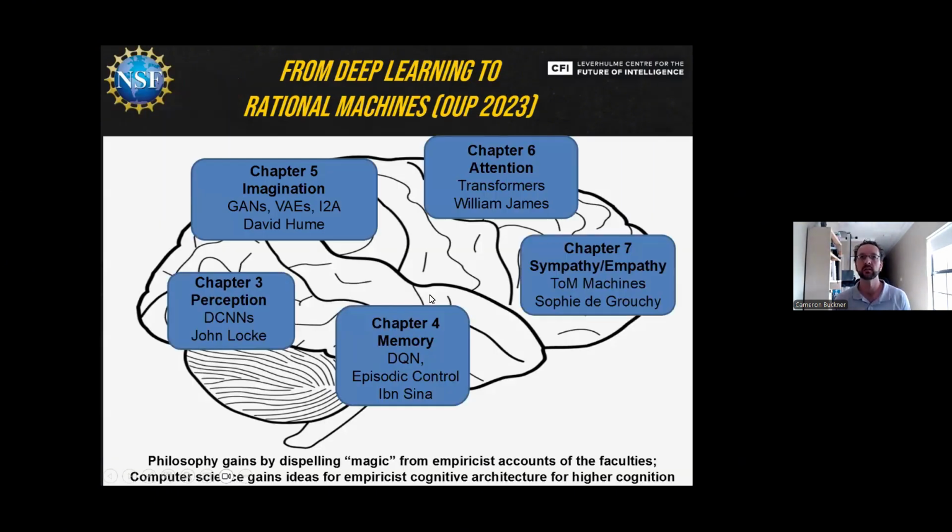In the book, the way it's structured is each chapter is structured around a particular faculty from an empiricist faculty architecture, like perception, imagination, attention, or memory. There could be lots of others. These are the ones I focused on.